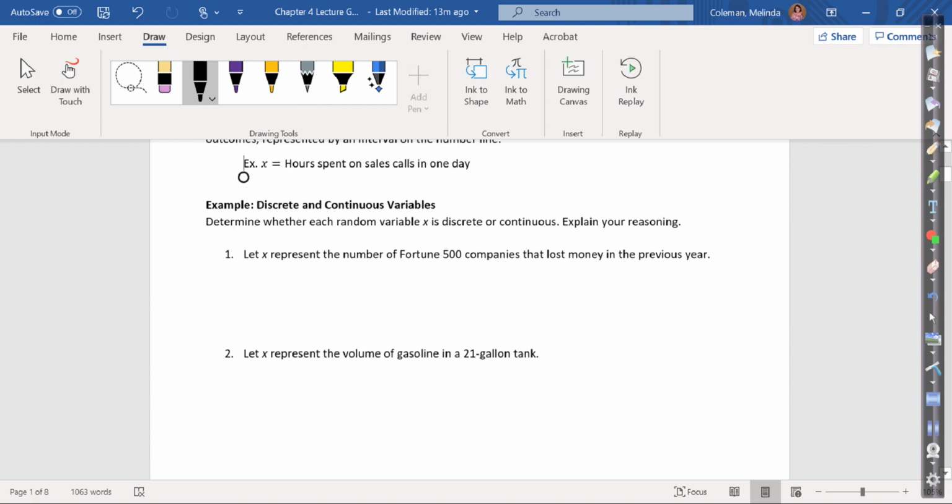So some examples of this. Determine whether the random variable x is continuous or discrete, and explain your reasoning. So number 1 says that x is the number of Fortune 500 companies that lost money in the previous year. So again, it's the number of Fortune 500 companies that lost money. This is discrete because we can count it. So it is countable. There's a finite number of them.